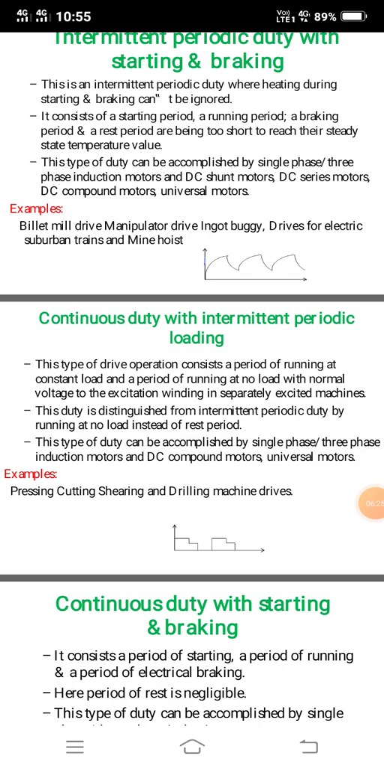Then continuous duty with starting and braking. The duty cycle follows throughout the desired conditions. While in the desired condition, starting of the motor and braking of the motor will exhibit their limit. Example: main drive of a blooming mill. Blooming mill means punch mill. That blooming mill has a consistent starting and running period with electric braking. These are all continuous duty with periodic time changes, which are necessary to drive these electrical motor types.